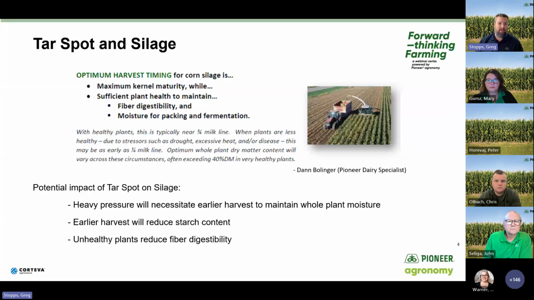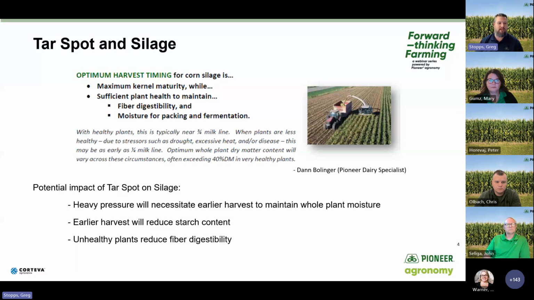But beyond kind of the yield standpoint, there is a significant quality aspect as well, right? And I stole some of what's on this slide from our dairy specialist in Michigan, Dan Bollinger, who I like his approach to silage, right? He's got this optimum harvest timing for corn silage kind of rule of thumb, which I have learned to really like over the years. And it's kind of apart from tar spot specifically, but really comments on plant health and where diseases really fit in there, right?